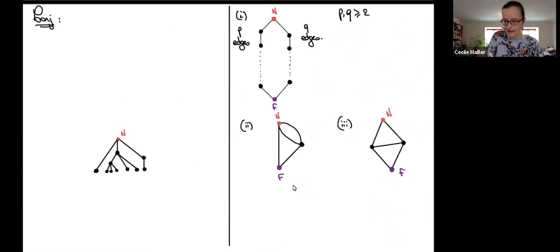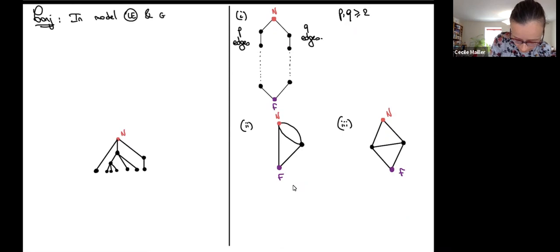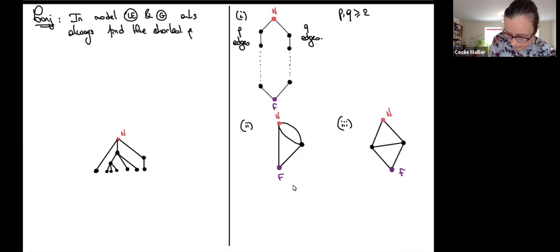We conjecture that in models LE, so loop erased, and G, ants always find the shortest path. But we're not able to prove it.